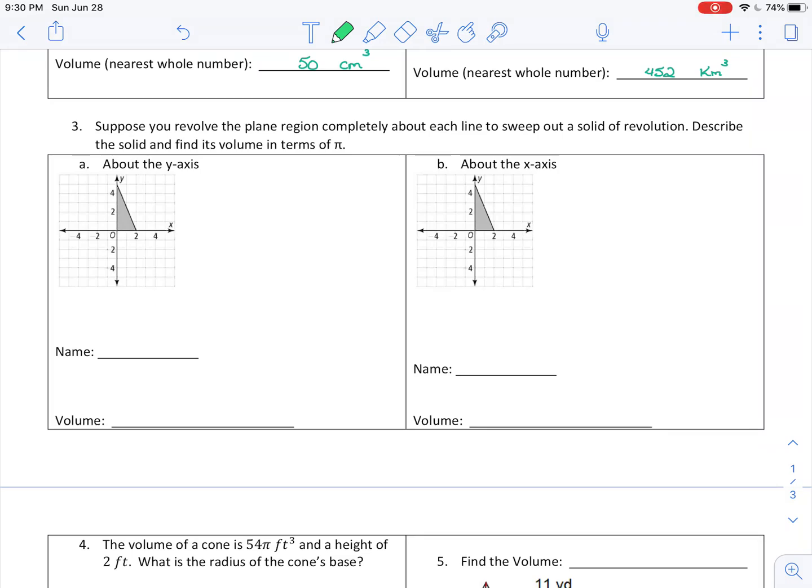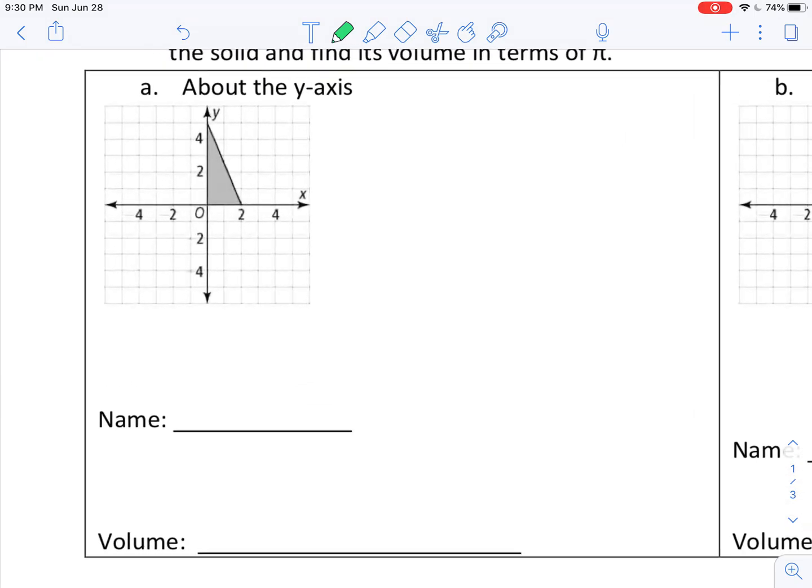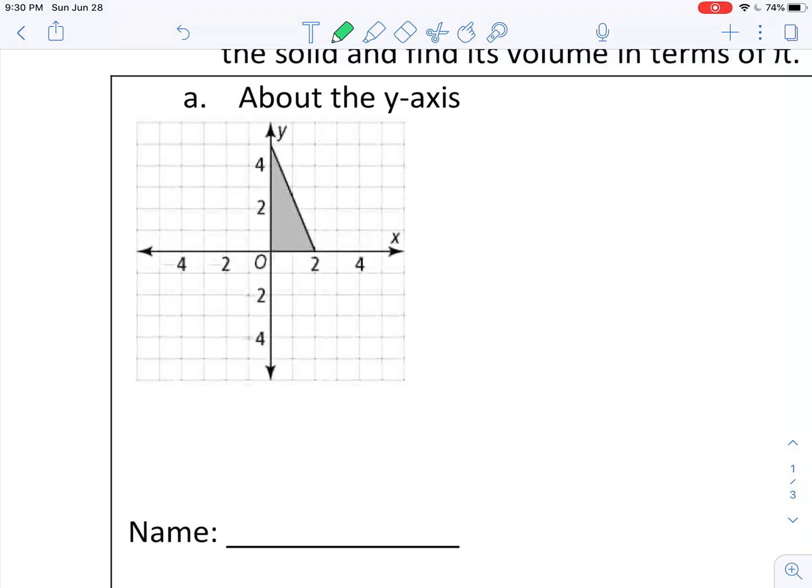These next couple can be tricky to imagine. It's another one we looked at when we did cylinders, where you're supposed to take this flat thing and spin it until you get something that's actually three-dimensional. It's hard to picture, it's hard for me to describe when I'm not standing directly in front of you, but I'm going to do my best. We're going to find out what shape is made, and then we're going to find its volume.